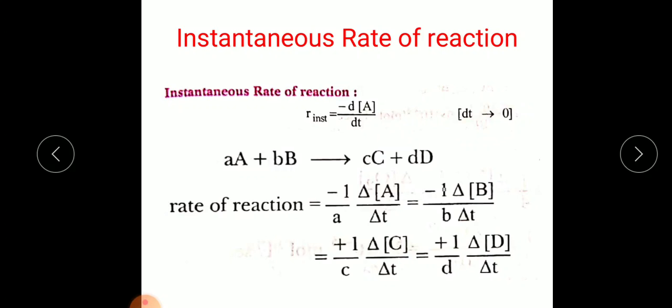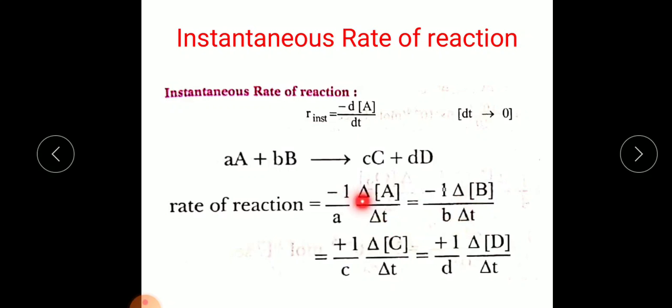Now, how to express the rate of reactions as instantaneous rate? Say, we have a general equation aA plus bB giving cC plus dD, where small letters a, b, c and d are the coefficients, that means the number of molecules. From this equation, the rate of reaction will be given by minus 1 by a, this is the coefficient, times delta A by delta T, or minus 1 by b times delta B by delta T.